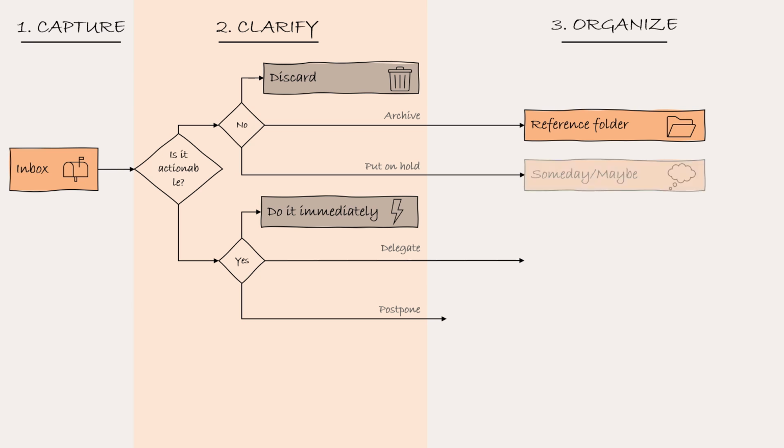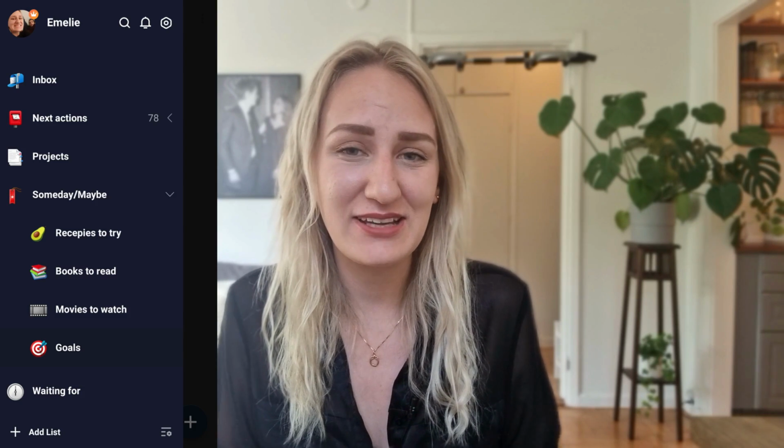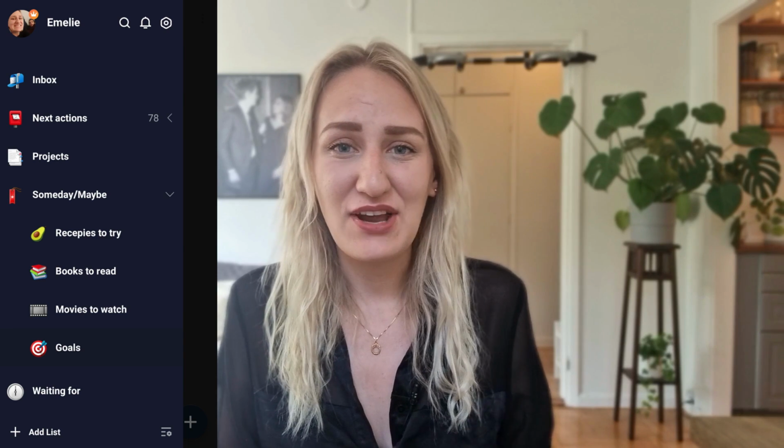So the things that you put on hold, that you can't do something about now, but you maybe want to do in the future, should be put on your someday maybe list, or someday maybe lists. So make a folder or something in your to-do app and name it someday maybe, and there you can have all your someday maybe lists. So what are these things? Well, it could be really anything, that depends on you.